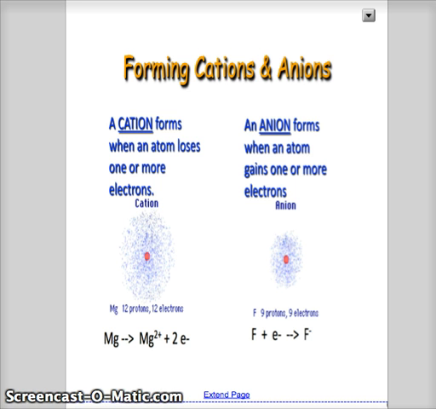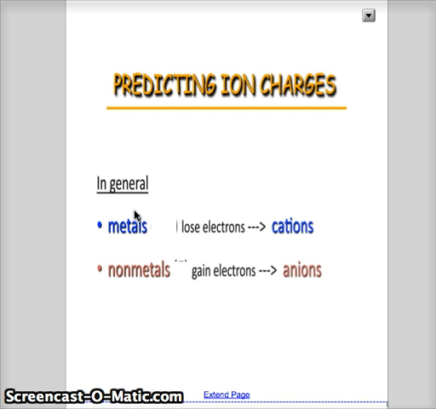Okay, forming cations and anions, like I said before, cations lose electrons, anions gain electrons. And generally speaking, metals will be the ones that lose electrons to make cations, and non-metals will gain electrons to form anions. All right, let's move on.